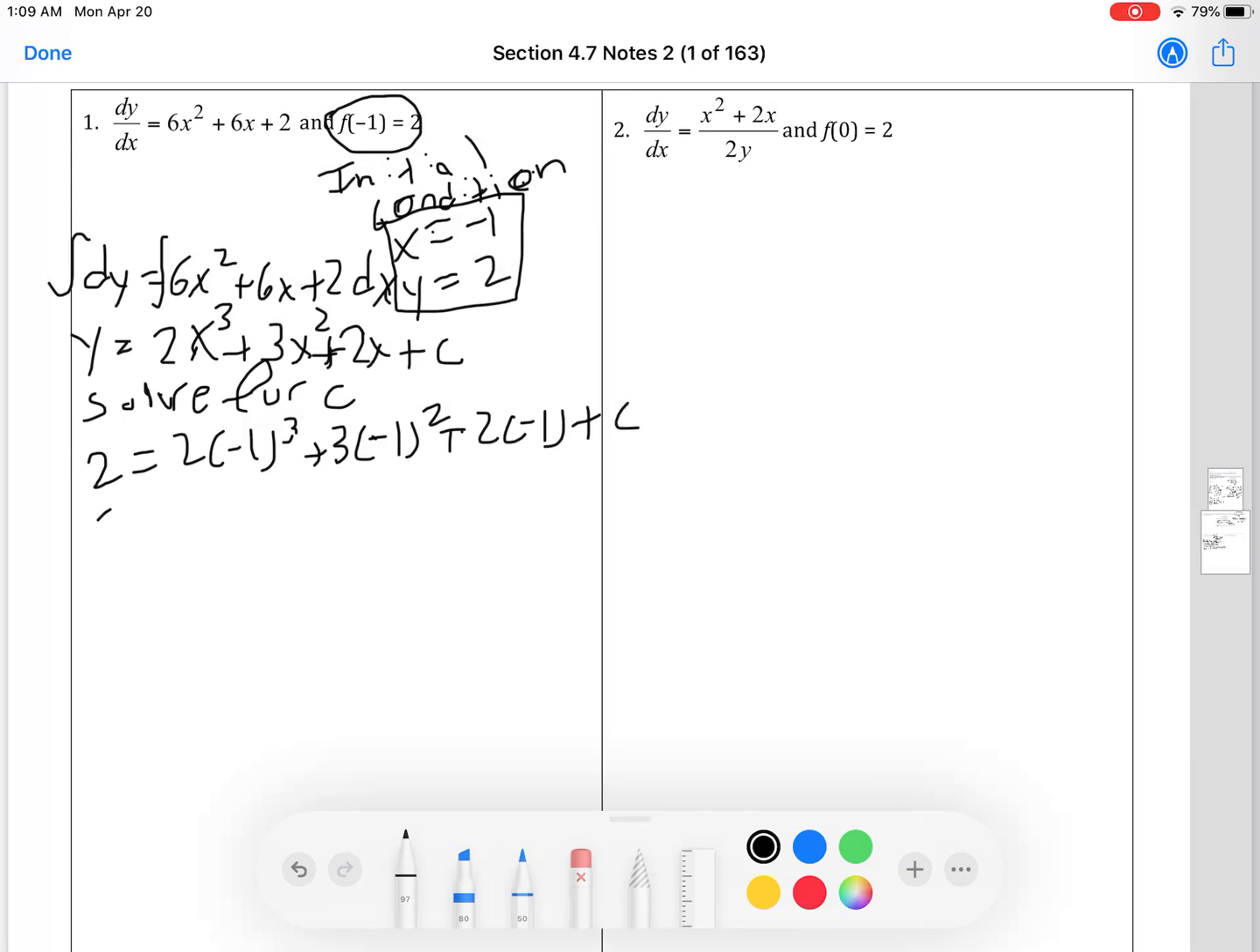So I get 2 equals negative 2 plus 3 minus 2 plus c. So when we do the math, what we would get after that is 2 equals, let's see, we got 1 minus 2, so that's negative 1 plus c, and c is equal to 3.